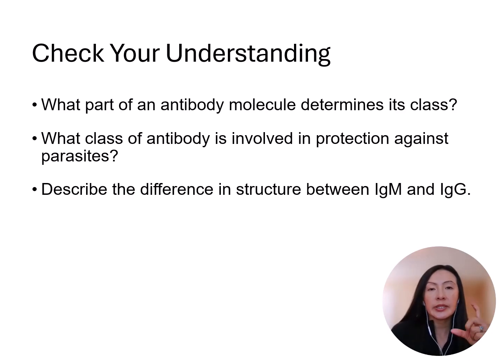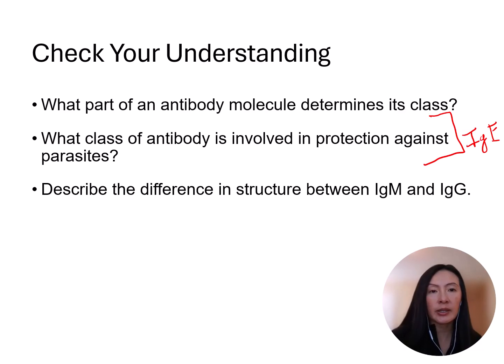The first checkpoint question asks, what part of an antibody molecule determines its class? So we saw that it's the constant region of the heavy chain of the antibody. And we had the gamma, that is IgG, mu for IgM, alpha for IgA, delta for IgD, and epsilon for IgE. For the second question, what class of antibody is involved in protection against parasites? We saw that this was IgE, right?